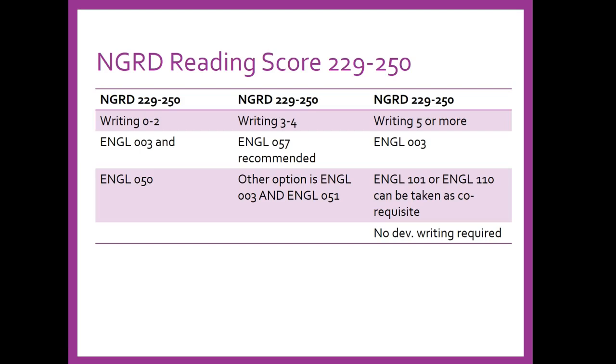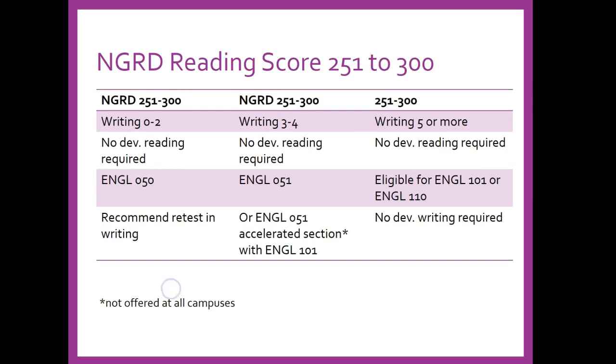separately. Scores of 229 to 250 in the Next Generation reading and a writing of 5 or more is English 003 placement, no developmental writing is required, and the student can take English 101 or 110 as a co-requisite. If their scores place them out of developmental reading, we would recommend a retest in writing if their writing score is between 0 and 2, but their placement would be no developmental reading required, English 050.